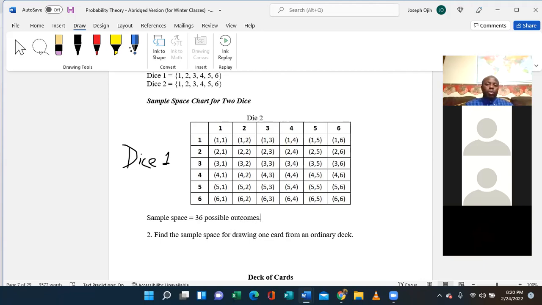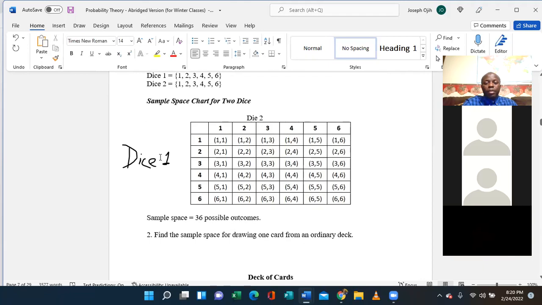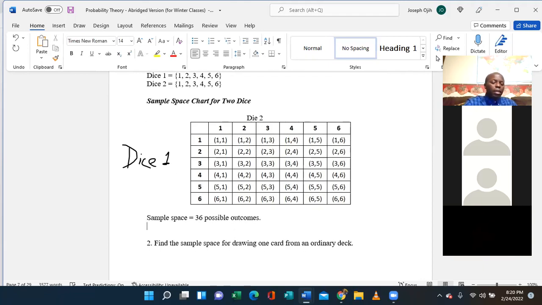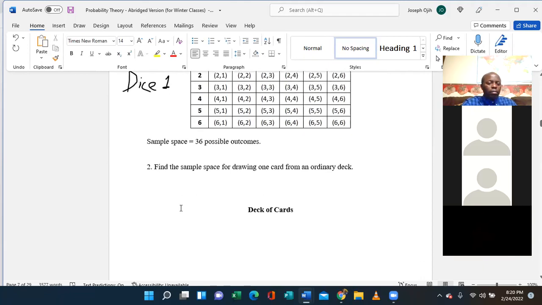So that's it. Like I say, we're not going to estimate probability tonight, but we will learn how to calculate or find the sample spaces by event. How about this one? Find the sample space for drawing one card from an ordinary deck.